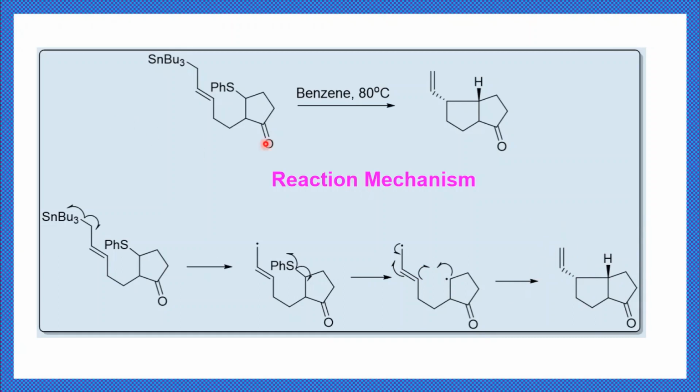So the reaction mechanism is very simple. This tributyltin-carbon bond undergoes homolysis. It generates a CH2 radical. Then in the next step, this S-Ph bond undergoes homolysis. It generates a CH2 radical. Then this CH2 radical reacts with your carbon-carbon double bond, so the breaking of this bond takes place. It generates a CH2 radical. It forms a carbon-carbon double bond, and this CH2 radical reacts with this CH2 radical, and it forms your 5-membered ring. So this is a simple reaction mechanism.